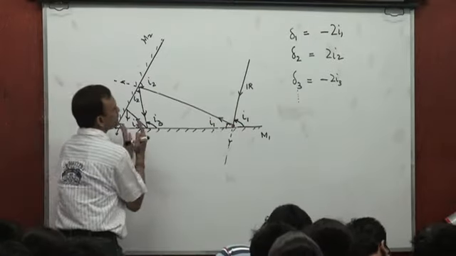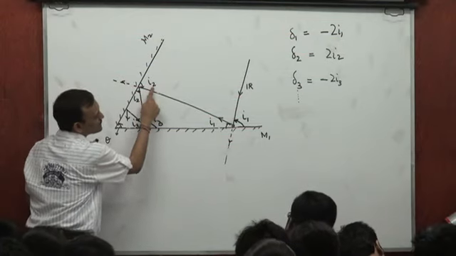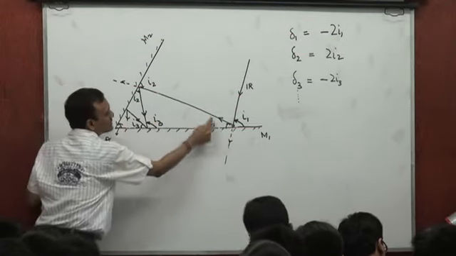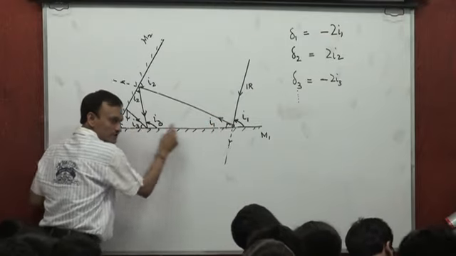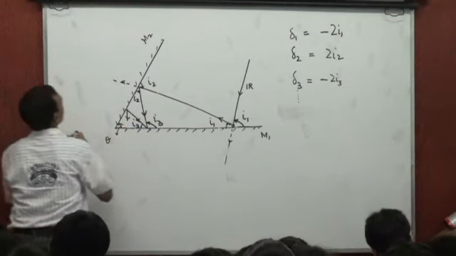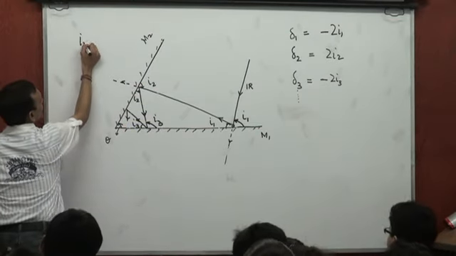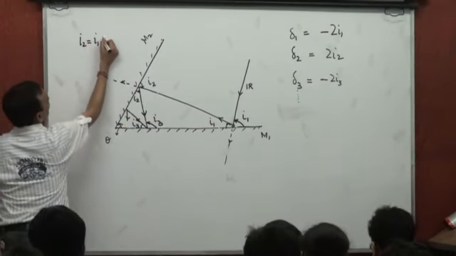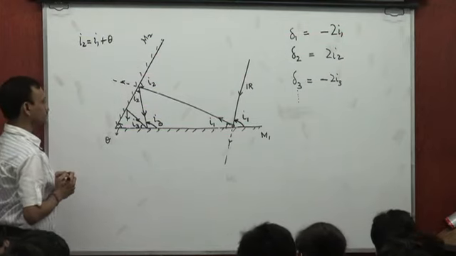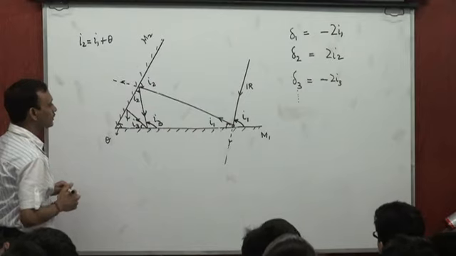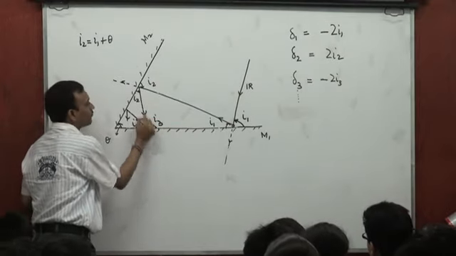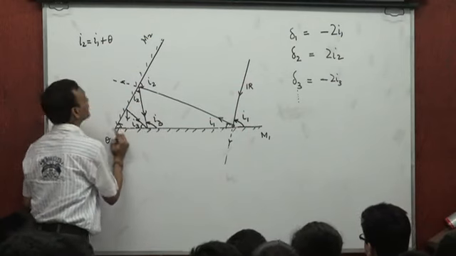Now, simple geometry. Look at this. I2 would be I1 plus theta. Exterior angle is the sum of two interior opposite angles, right? I2 is I1 plus theta. Right? Similarly, I3 would be I2 plus theta.